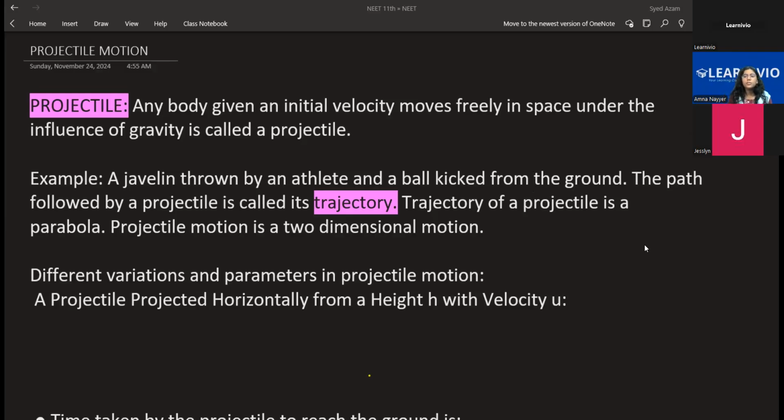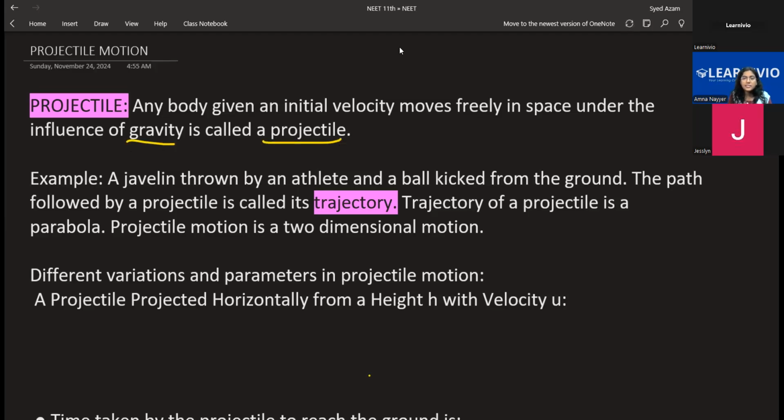So, what is a projectile? A projectile is any body which, when it has an initial velocity, moves under the influence of gravity. And in your regular class, we have seen the conditions of the projectile. When do we say that this can be called a projectile? I hope you remember x-axis separately, y-axis separately. So any body given an initial velocity moves freely in space under the influence of gravity is called a projectile.